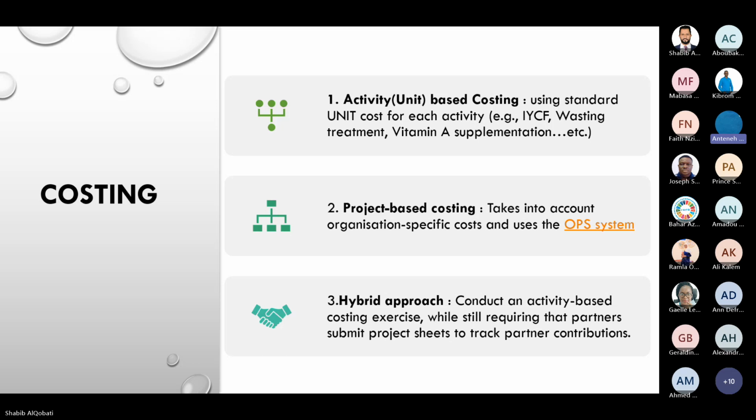Another option is a hybrid option where both of these approaches are mixed. Maybe the cluster comes up with the overall HRP requirement using activity-based costing, but later on asks cluster partners to register their projects. They can submit their projects for the sake of tracking the response, not for costing the response. So these are the three options that we have. Thanks. Next, Shabib.